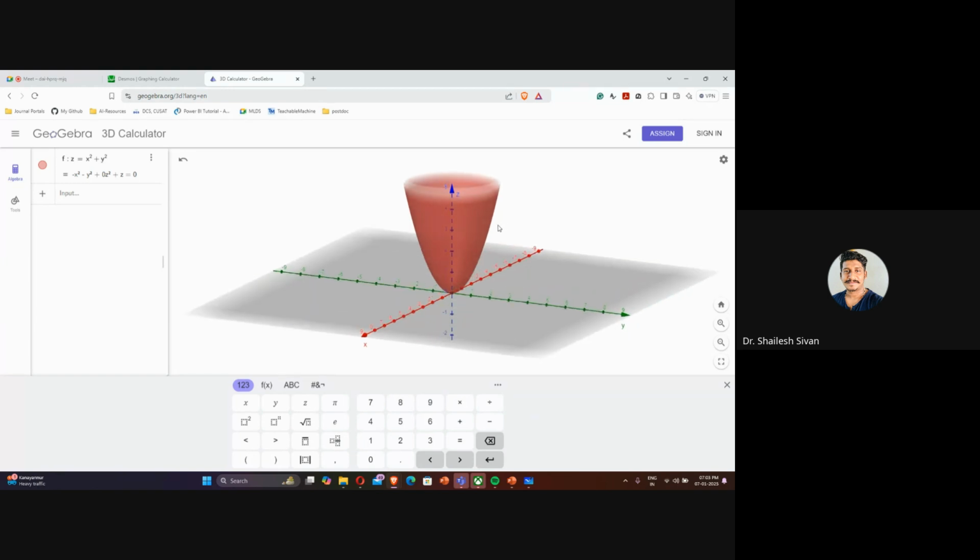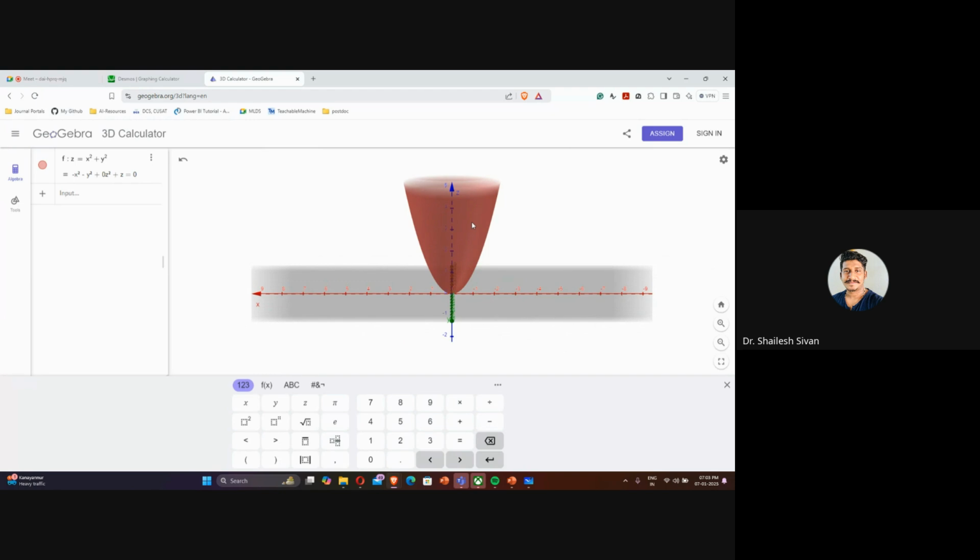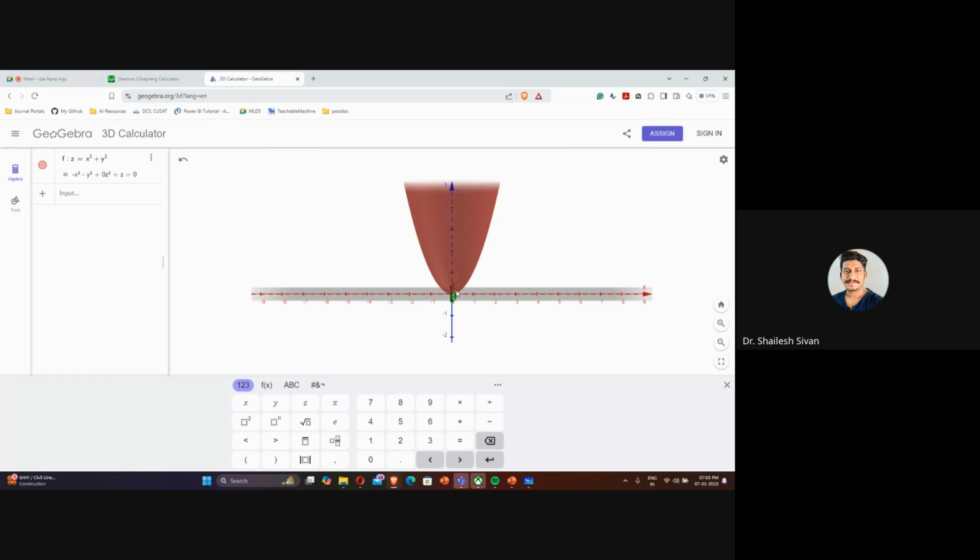If you make it parallel to the x-axis also, you can observe the same change. If you move from 0 to 1, the change on y is 1. If you move from 0 to 2, the change on y is 4. Clear? So the same change is there.